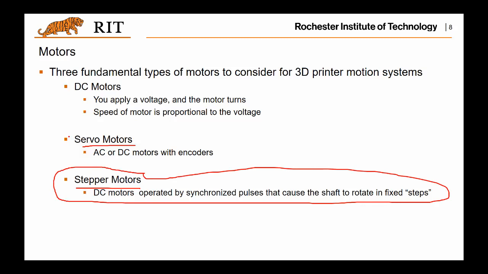By the way, if we talk about the cost, usually the servo motor costs the most because it's more complex, the stepper motor is the second most expensive, and the DC motor is usually the cheapest. In general, it really depends on the complexity of the motors, right?